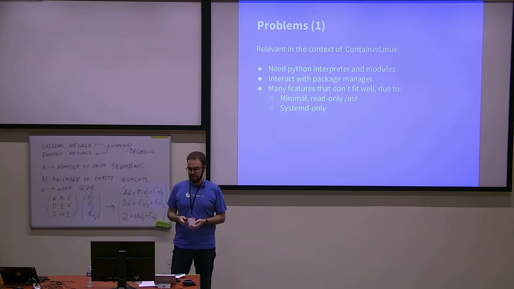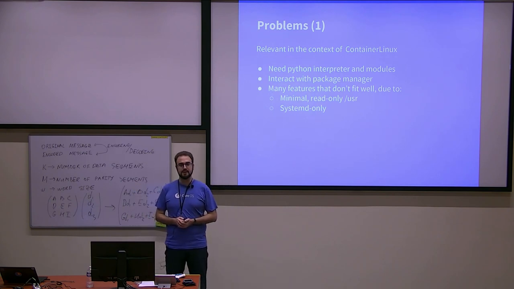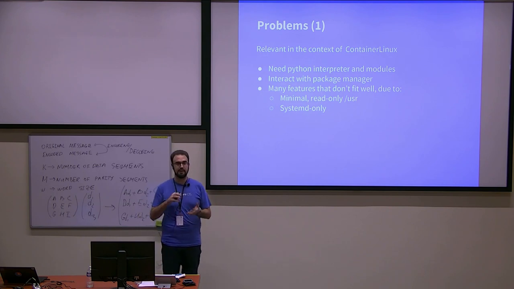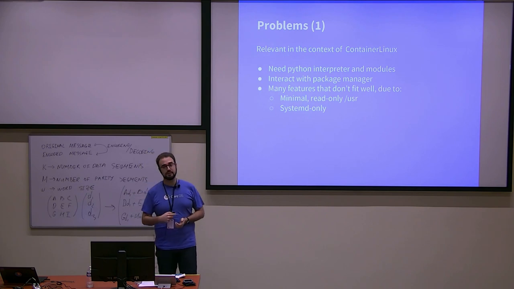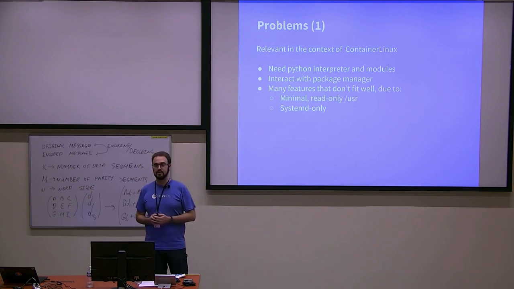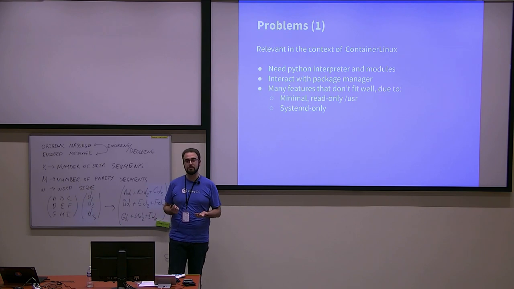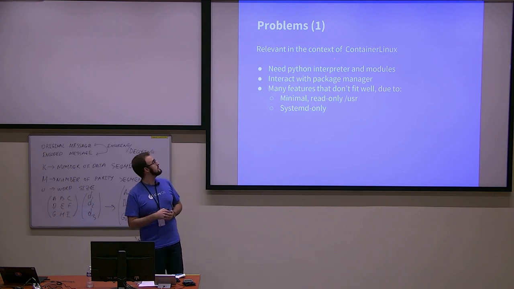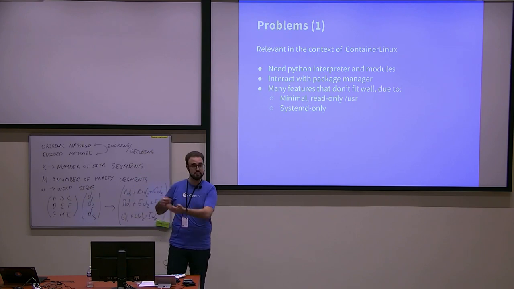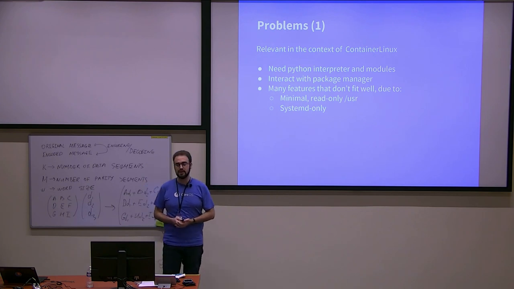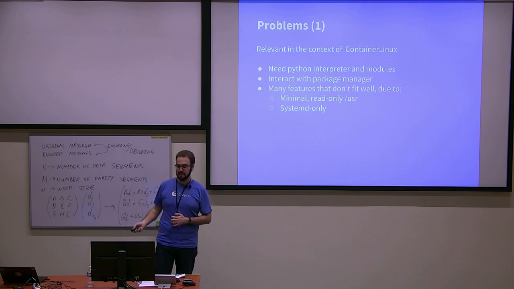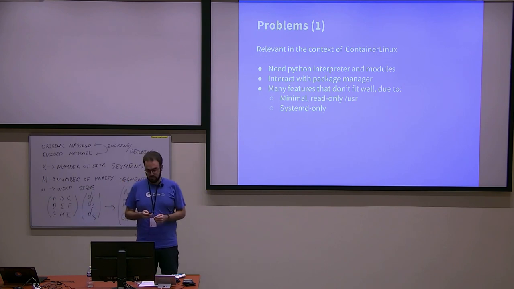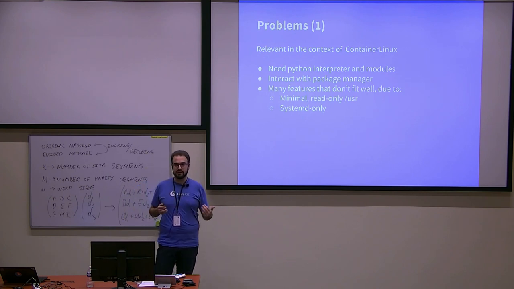With these two objects in hand, there are problems. The first set of problems is only relevant with these two elements together. First, you need Python interpreters, and we don't have them. You need Python libraries for cloud-init, and we don't plan to ship them. Cloud-init itself wants to control the package manager to install stuff on the OS, but there is no package manager. And there are many other features that don't fit so well into this use case. Basically, this boils down to this distribution: it's minimal, it's read-only, and it's completely based on systemd.